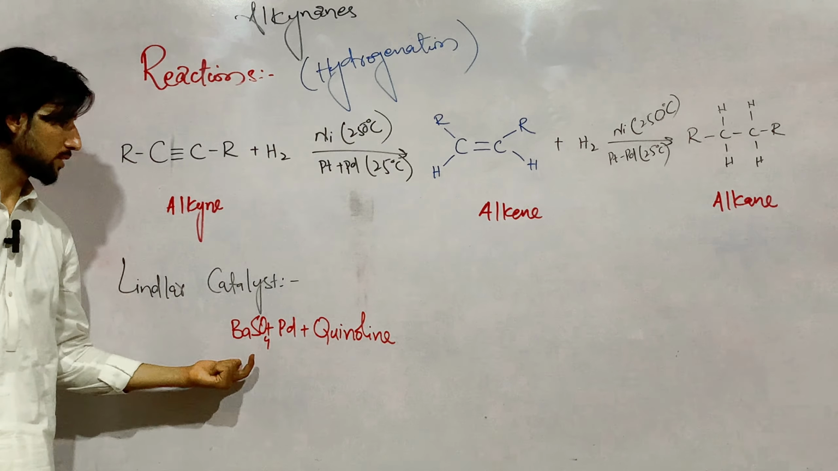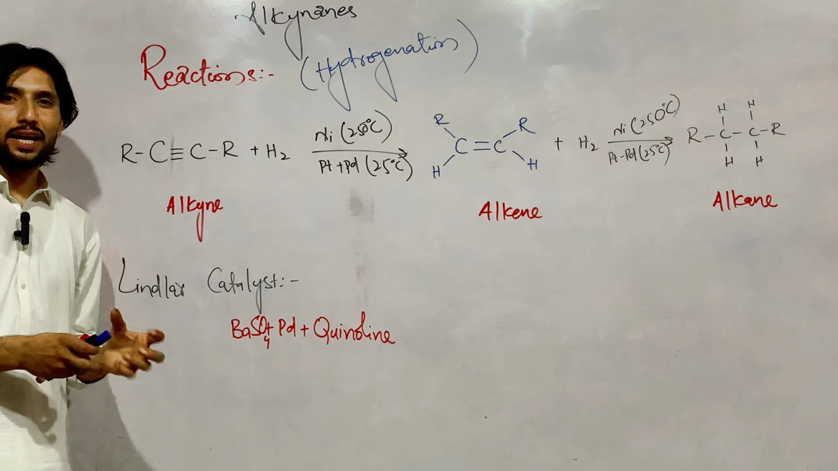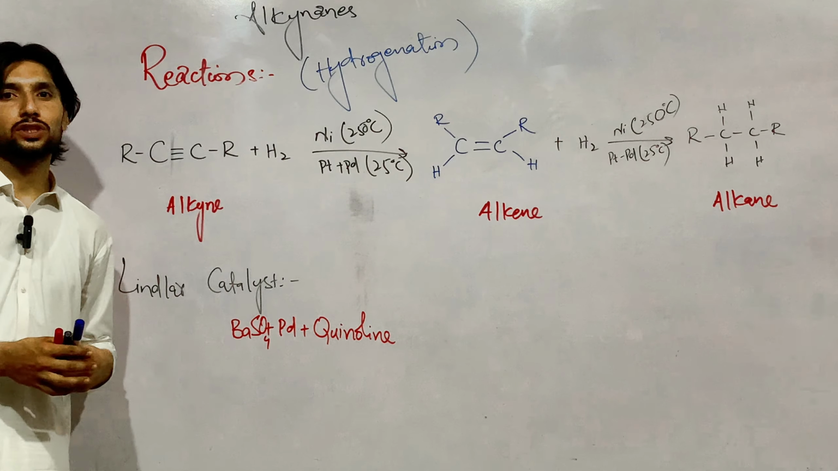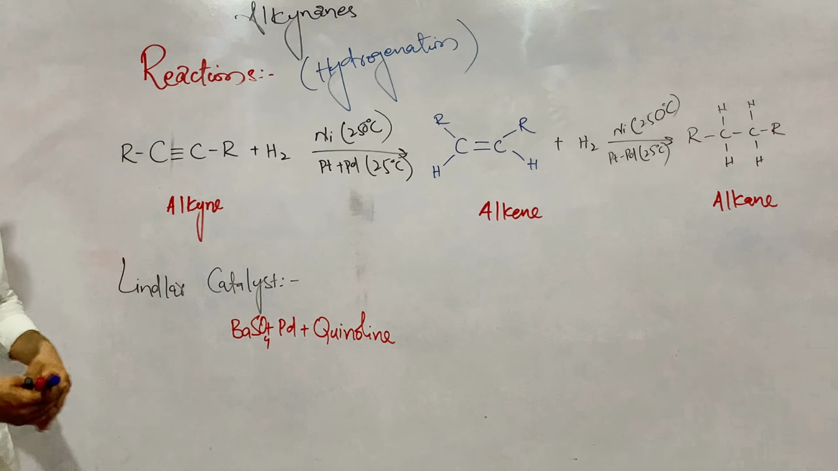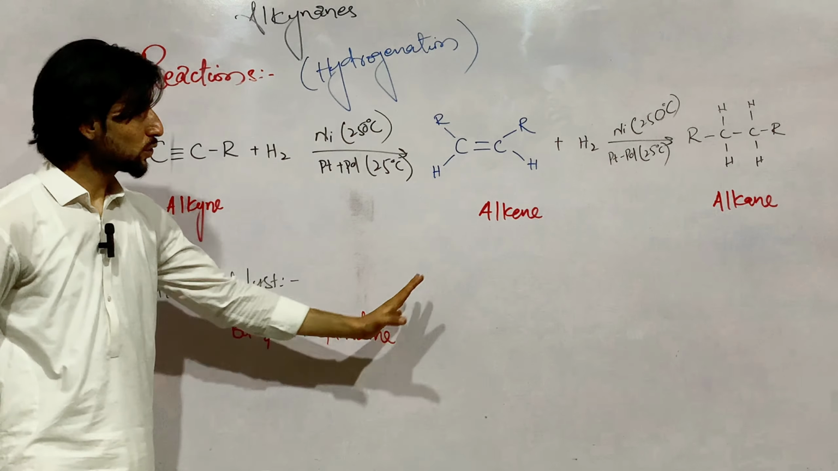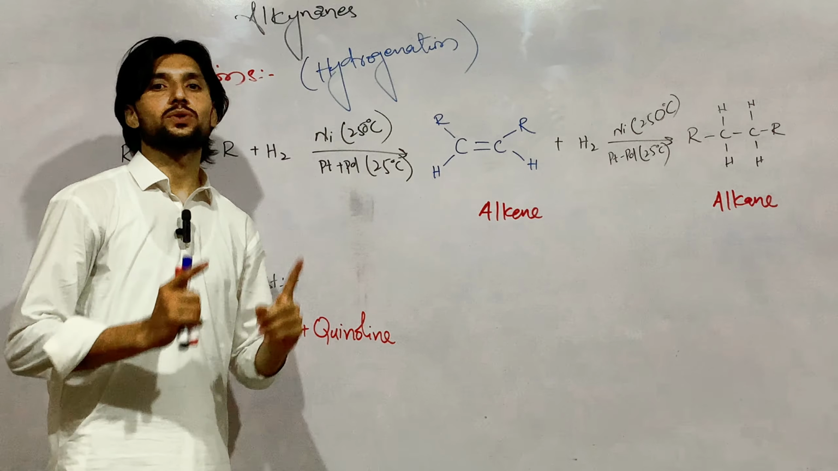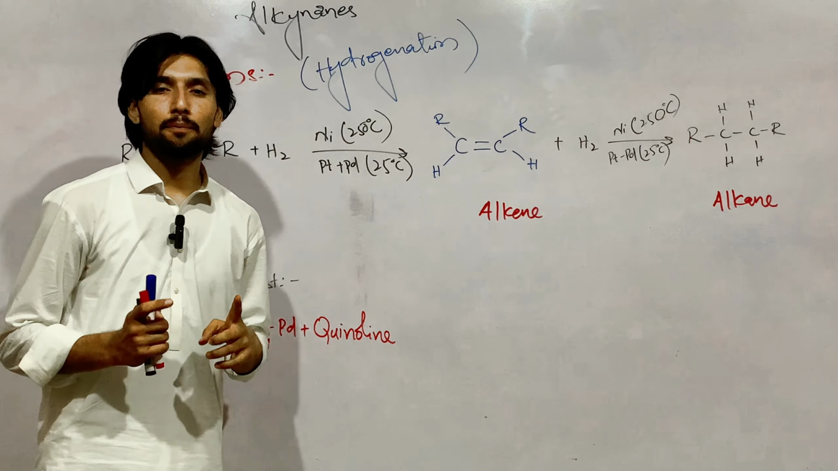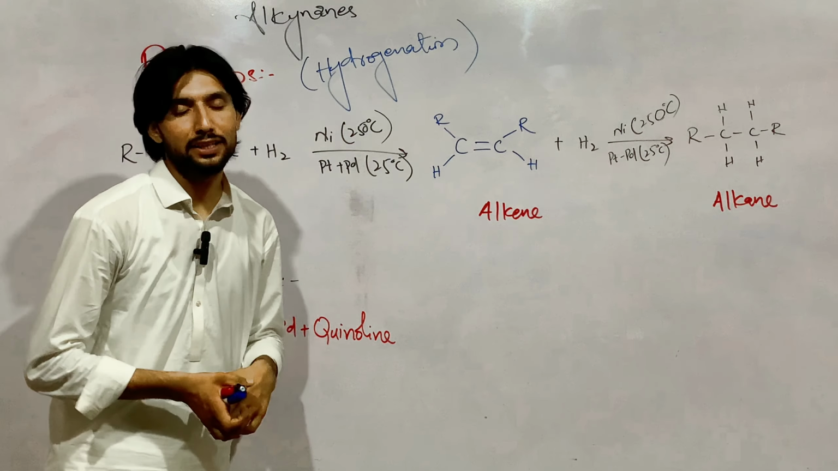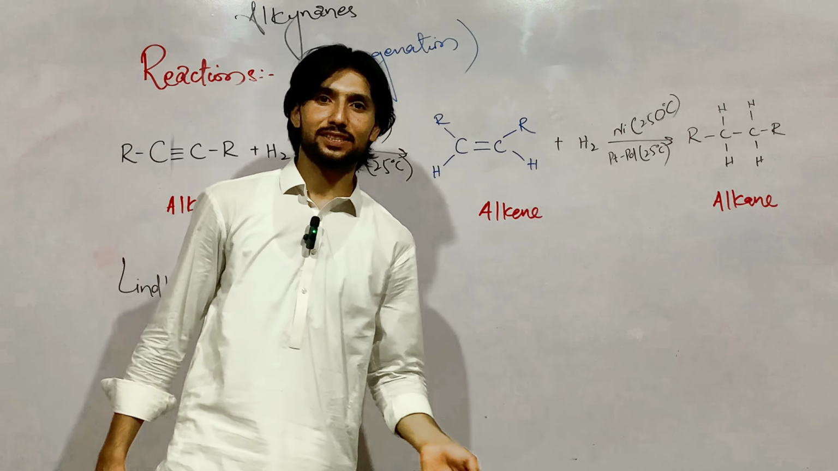It is made up of barium sulfate that is coated with palladium, and that palladium is then poisoned with quinoline. This quinoline poisoning stops the reaction at alkene, and you will see the formation of a cis alkene because both the hydrogens are added by syn addition. So this was all about today's discussion of alkynes.